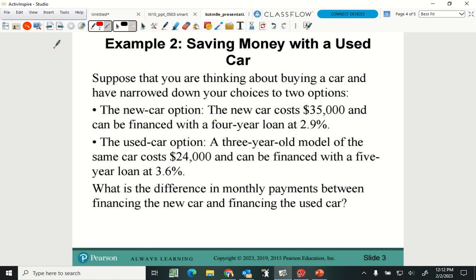You got me lost on the calculator part. Okay, how many months? It's 48. You're doing a new car, right? Four years. How often do you make a payment? Every month. So how many months is that? Four years times 12.